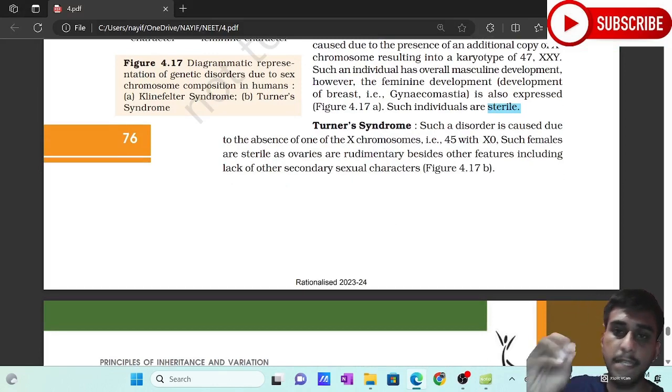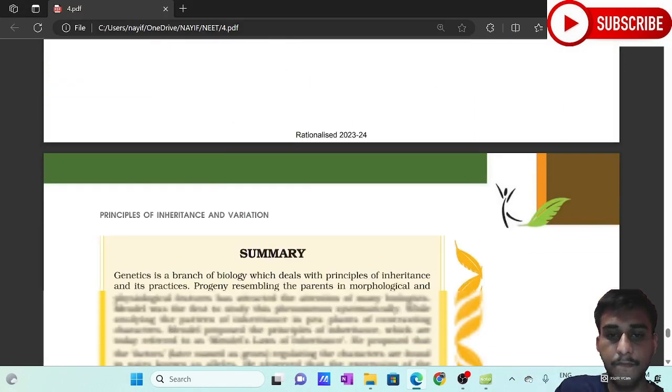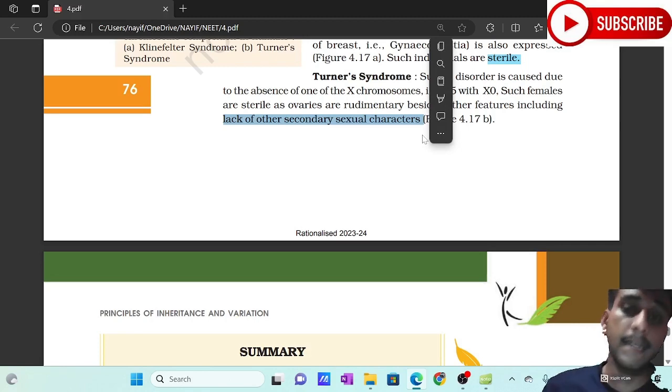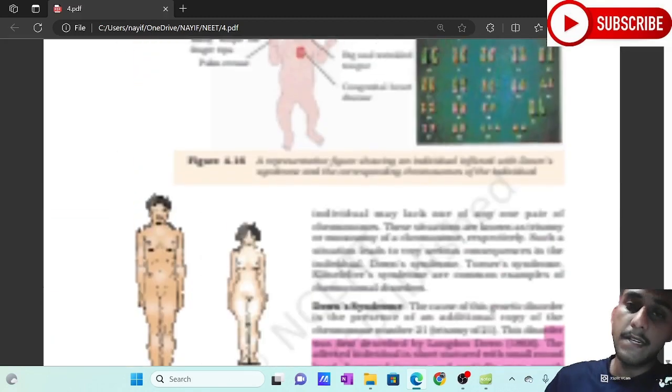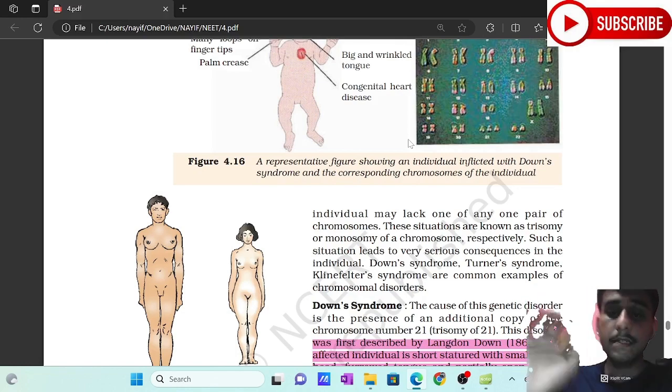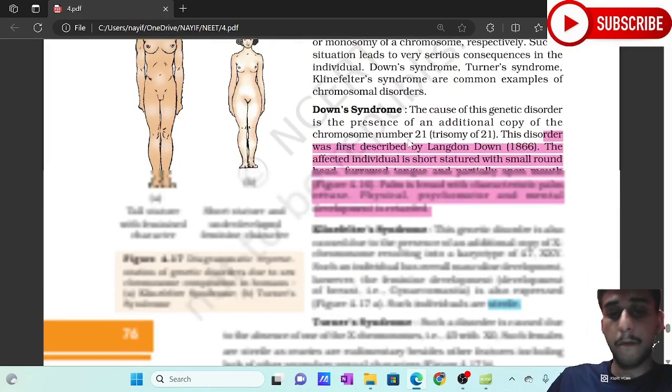XX is seen in females, and in Turner syndrome one X is removed. The human being will lack secondary sexual characters, as the female secondary sexual characters will be lost. Actually, how you need to study is that you need to study the condition for the occurrence of this syndrome, and also the symptoms of this syndrome. This much is required for the NEET purpose.